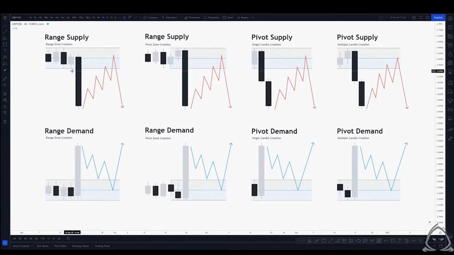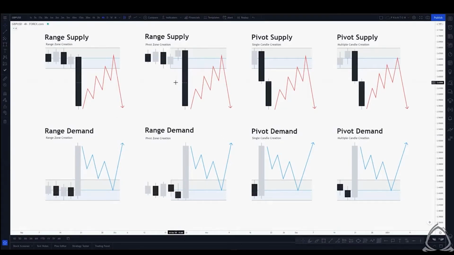Again, we're not looking to trade the break of that range, but instead we're waiting for price to return to this newly created supply zone to look for sell trades. And on the flip side, for the range created demand zone, we have this sideways price action. We see that rapid expansion away from this range, and we're waiting for price to return back into the demand zone to look for buy entries.